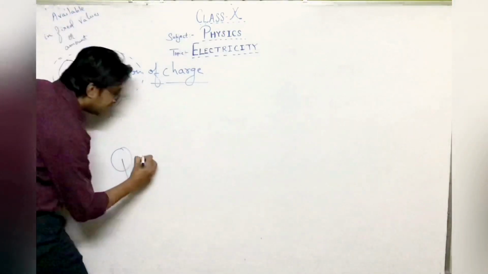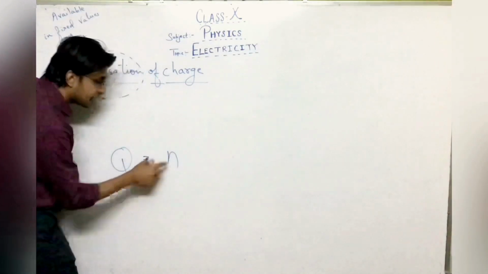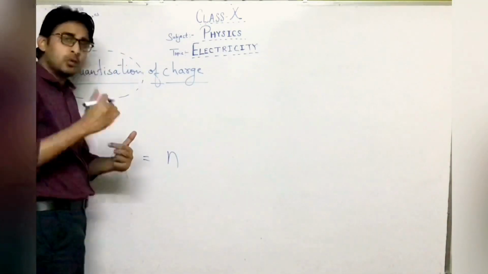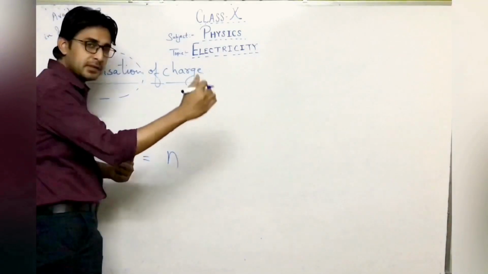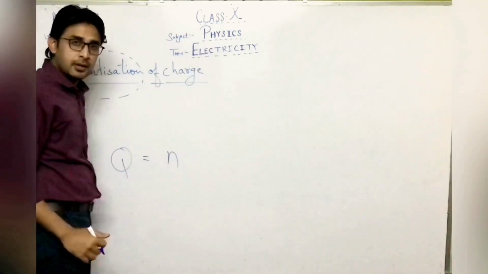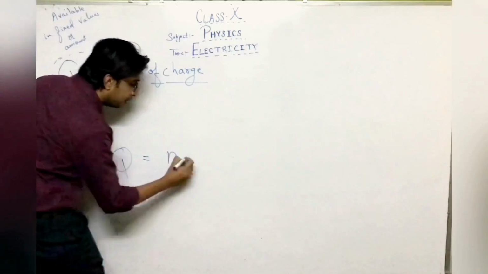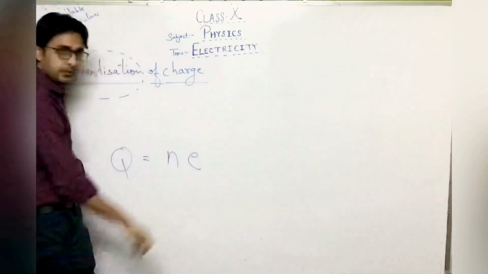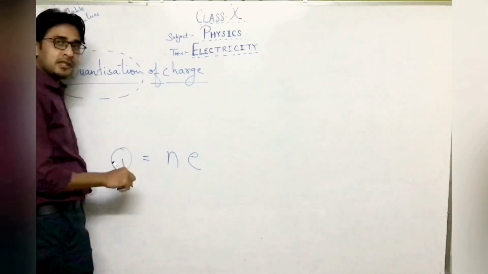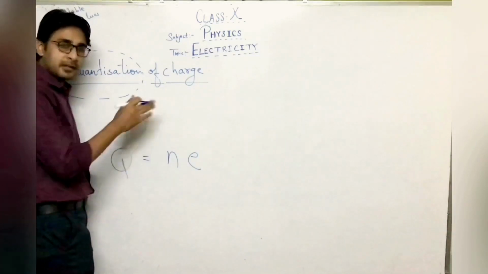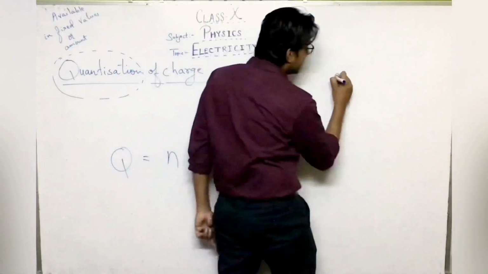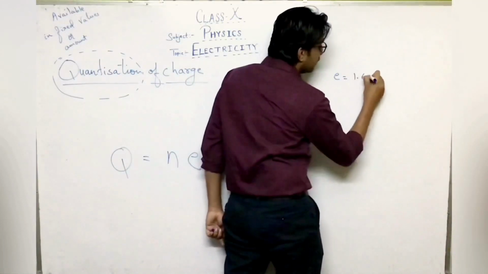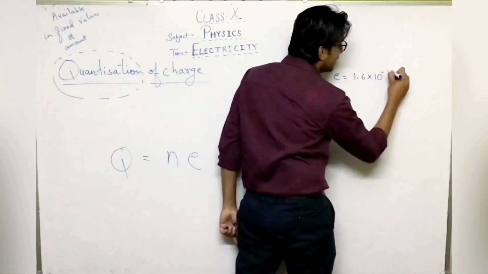It is an integral multiple of n. Suppose n denotes any number: 1, 2, 3, 4, 5, 6, 7, 8. It goes on. It is an integral multiple of the basic unit of charge. This is the basic unit of charge. Now we have studied about this basic unit just previously, which is e equal to 1.6 into 10 to the power minus 19 coulomb.